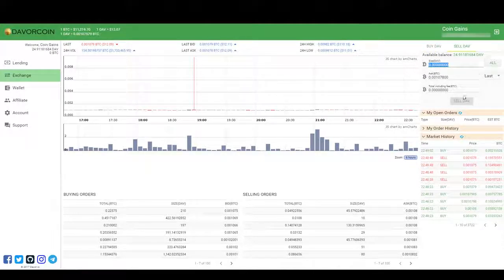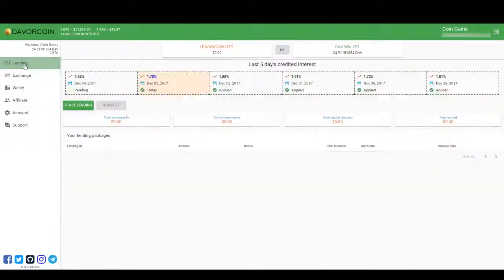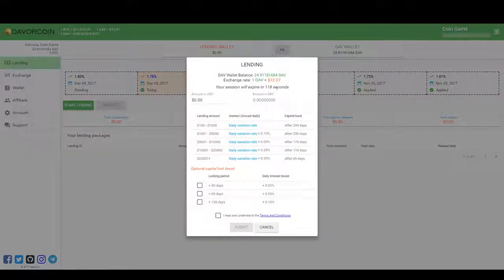Alright, so now that I have my DAV, you can just buy and sell on the exchange if you want. If you think this is going to go higher, just buy some and then hold it, try and sell back for later. But this is a lending video, so I'm going to go to start lending. And so it locks in the price for about 2 minutes. And if the price goes up or down, you still get this rate, the rate is actually 1207. You have to type in the amount in USD, not DAV, so it's a little bit confusing.